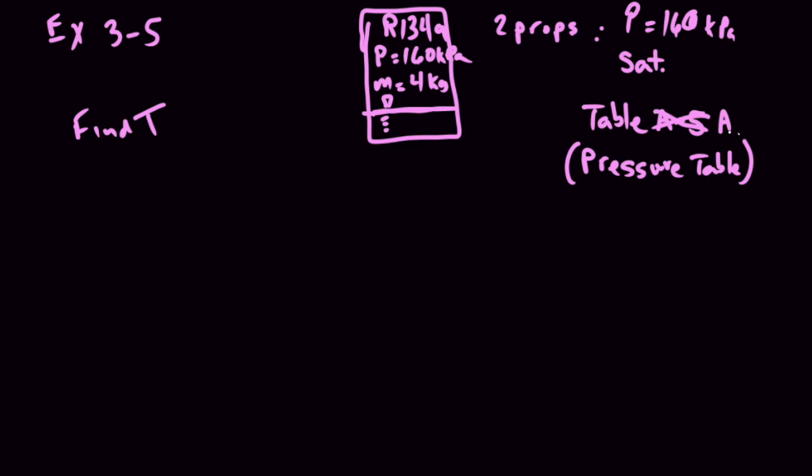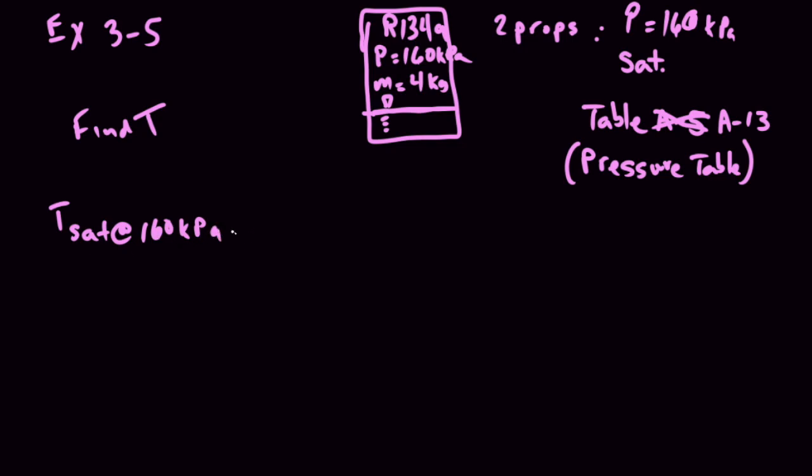saturated R134A, so this becomes table A13. I had given you the pressure table for water, but this is R134A, for which the pressure table is A13. And so when we go to A13 and we need to find the temperature, we're finding the saturation temperature. It's the temperature associated with the pressure that we were given. That's 160 kilopascal.